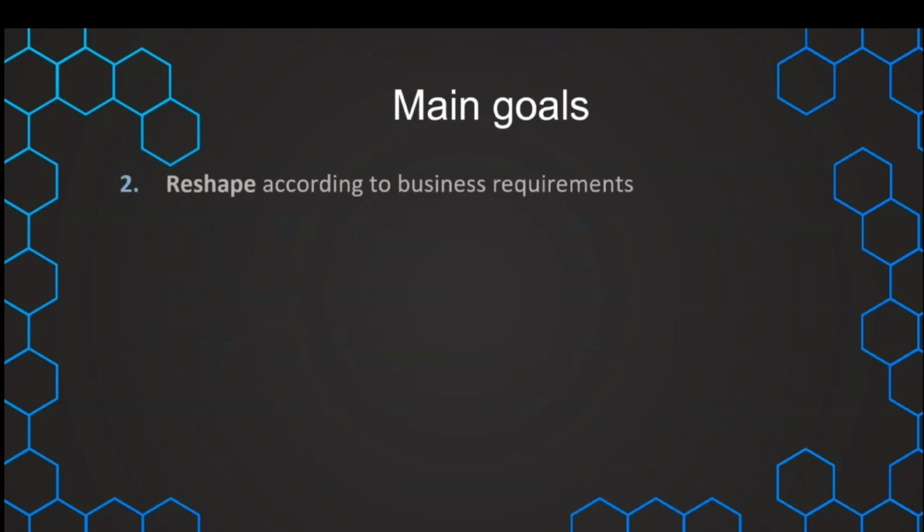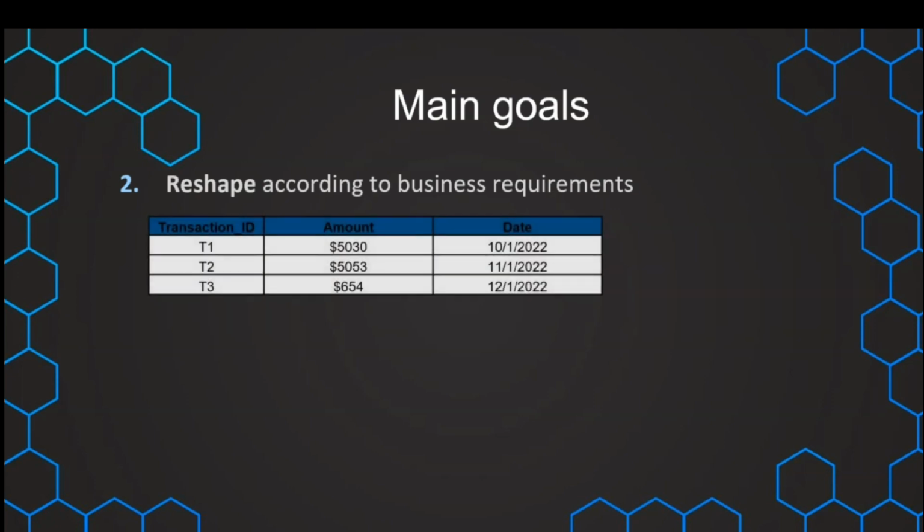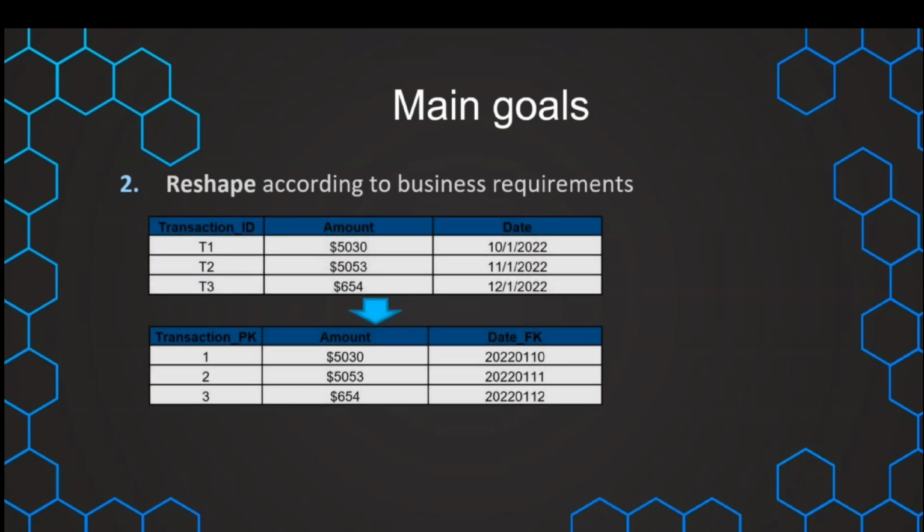But on top of that, we also want to reshape the data according to our business requirements. So for example, if we have our table like this initially, of course we want to reshape the data so that we can use it in a dimensional way. This is what we want to do in our data warehouse. And this can include that we, for example, want to include foreign keys. So these are simple reshapings, restructurings of our data.